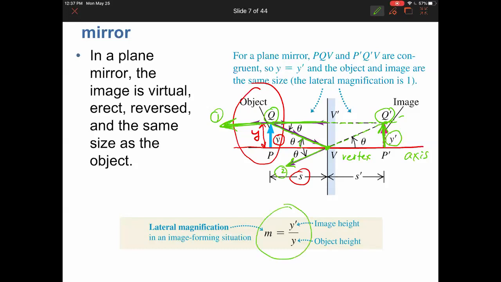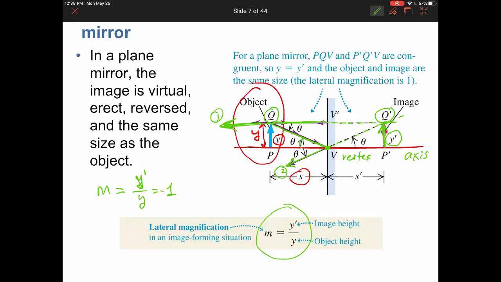And this magnification will tell you if the object and image have different sizes, right? So let's say if you get magnification equal to, for example, Y prime divided by Y, if Y prime and Y have the same size, then what I get here is 1. That means magnification 1 means Y prime and Y are equal to one another. That means the image is the same height as the object.